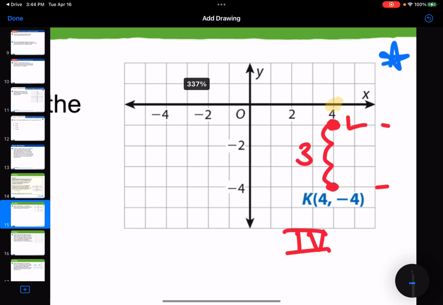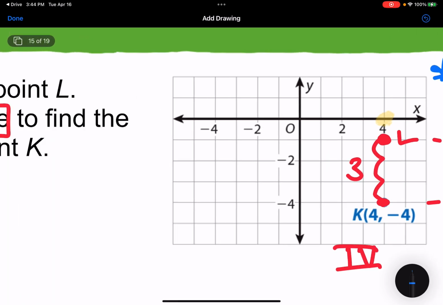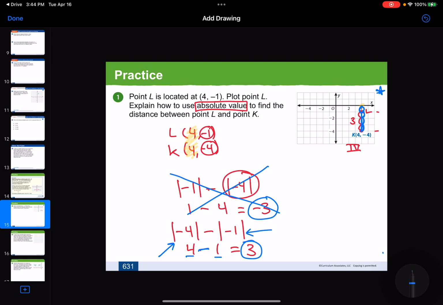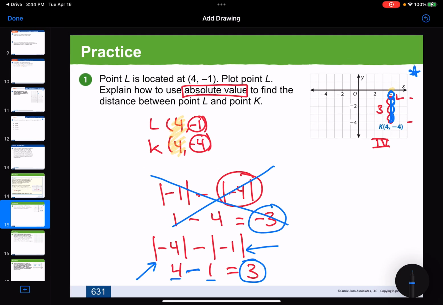Up here on our grid, we could have easily said, hey, K is 1, 2, 3, 4 away. L is 1 away, so they must be a total distance of 4 minus 1 away, which is a distance of 3. That's basically what this is trying to say here for us, right here.